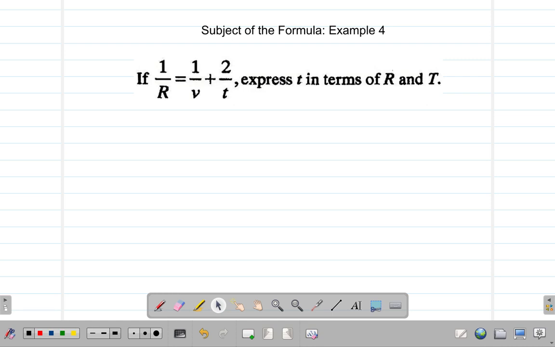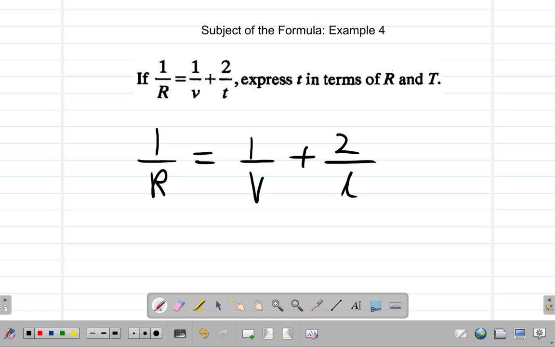What we have is 1 divided by R equals 1 divided by V plus 2 divided by small t. Small t is what they say you really want. Alright? So here you have different things you can do. You choose the method that you want to use.